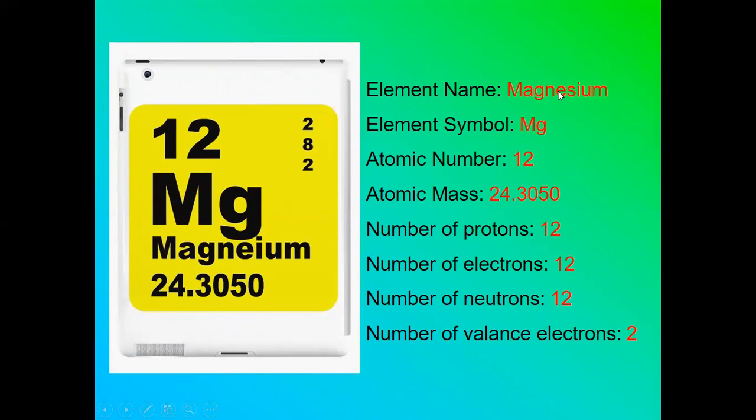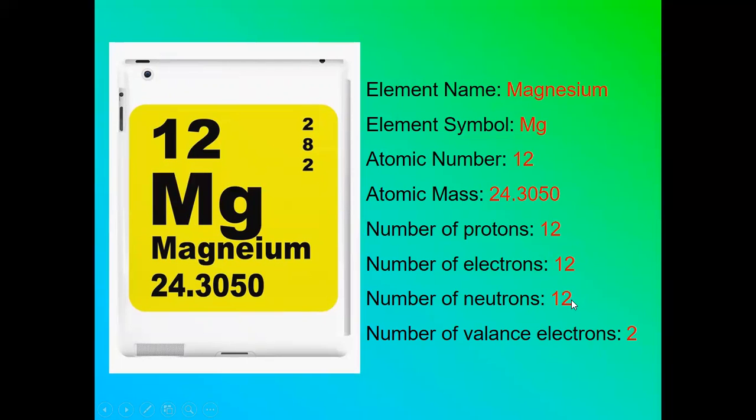Here we go. The element name is magnesium. It's Mg. The atomic number is always that big number, so even though it's not quite centered on this one, it's 12. The atomic mass is always going to be that decimal number, 24.3050. Now we get into the subatomic particles. How many protons? Remember, it's the same as the atomic number. How many electrons? This is an element on the periodic table. The protons and electrons are always going to be equal, so it's 12 too.